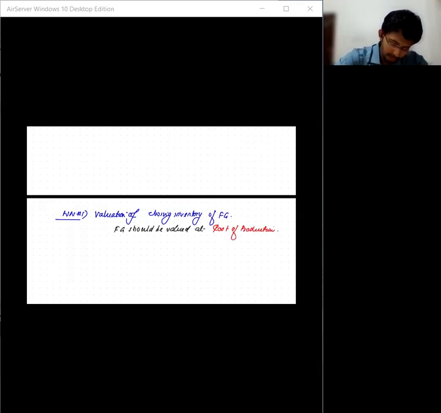Valuation of closing inventory of finished goods. Finished goods should be valued at what? Cost of production. So what is the formula for the value of finished goods closing inventory?